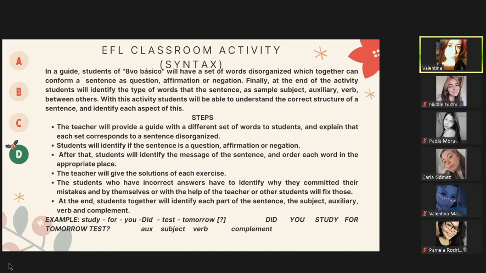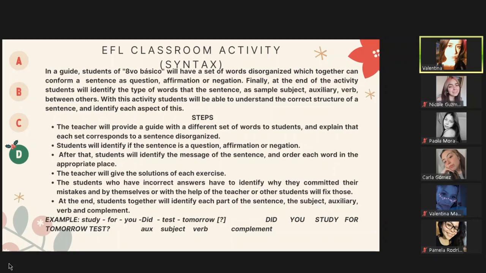Our last activity, for syntax, is the next. In a guide, students of octavo básico will have a set of disorganized words which together can form a sentence as a question, affirmation, or negation. Finally, at the end of the activity, students will identify the types of words in the sentence, such as subject, auxiliary verb, among others. With this activity, students will be able to understand the correct structure of a sentence and identify each aspect of it. The steps to follow are the next.